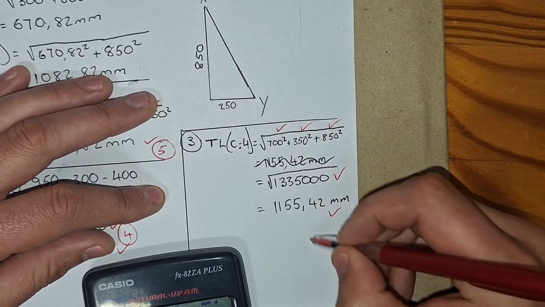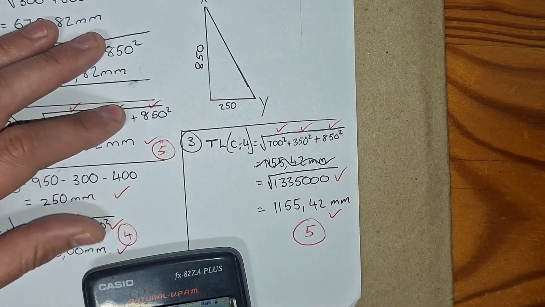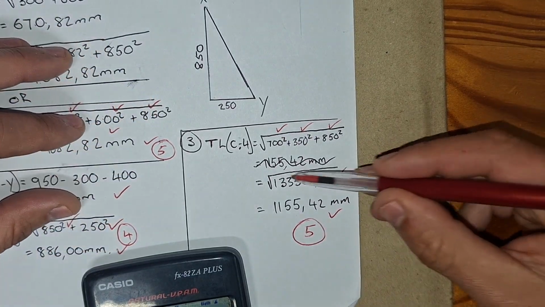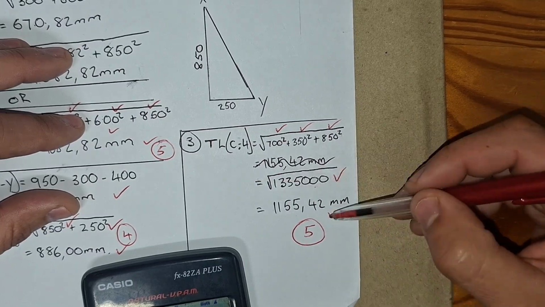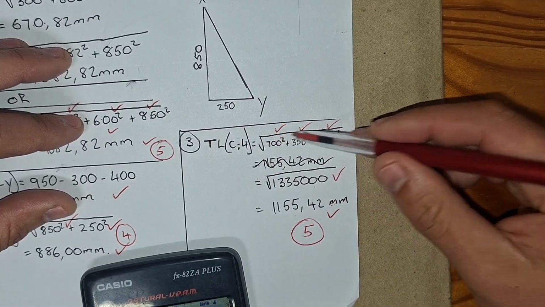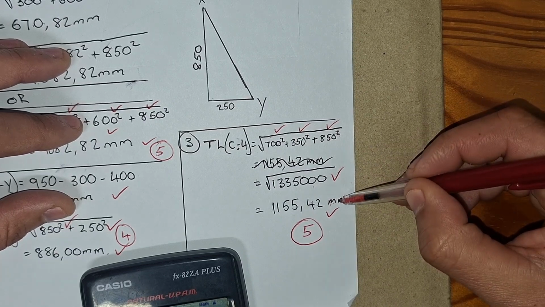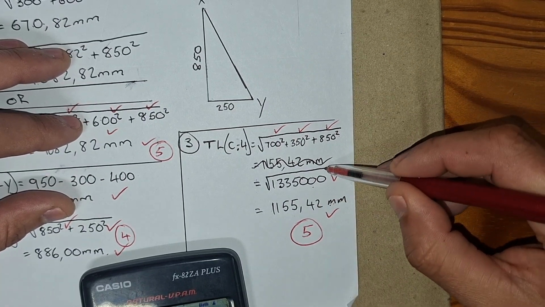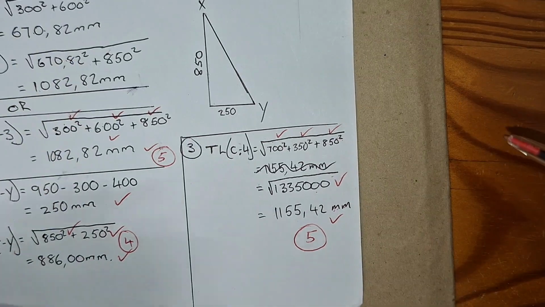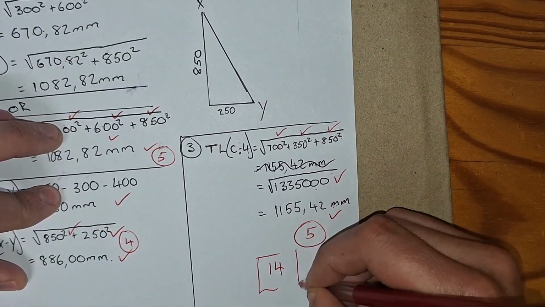So the 4th mark is given for the sum of all of these values under the square root sign, and the final one, point number 5, is given for the final answer rounded to 2 decimal places. It is fine if you do not show this step as long as this value is correct. So normally these 3 will be given marks first, and if this one is correct, then automatically you'll get the mark for that one. So this entire exercise counts a total of 14 marks.